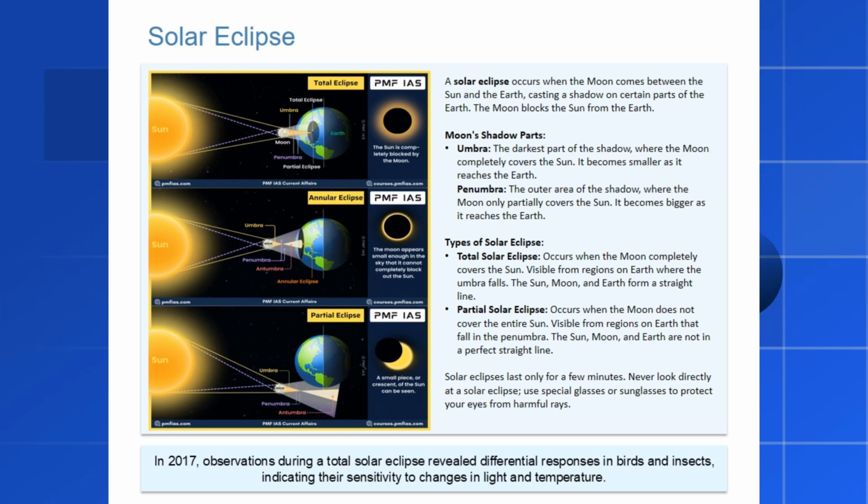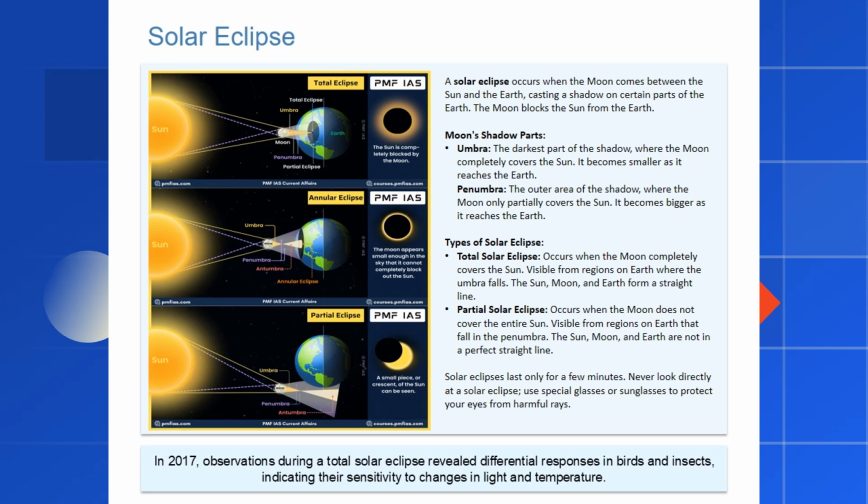Solar eclipses are relatively brief events, lasting only for a few minutes. It is crucial to remember that you should never look directly at a solar eclipse without proper eye protection, as the Sun's harmful rays can cause severe damage to your eyes. Always use special eclipse glasses or certified sunglasses when observing this event.